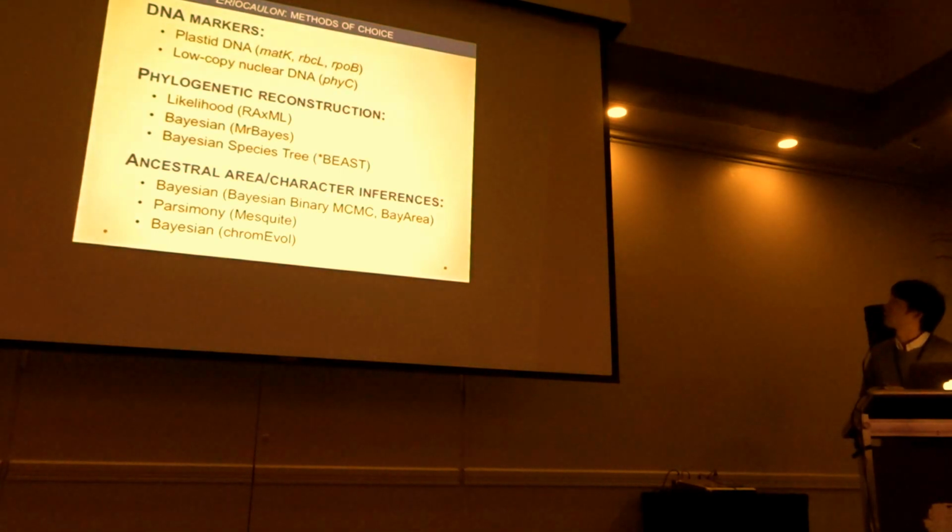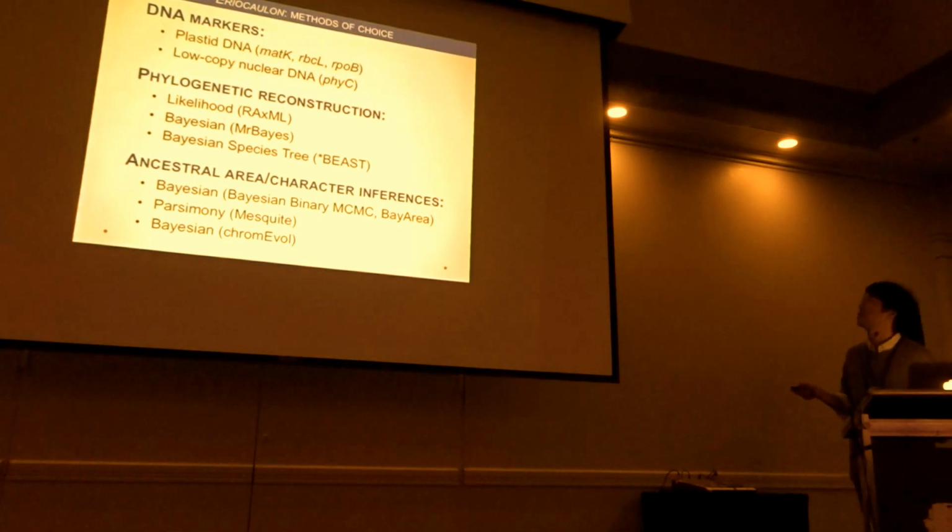Okay, and the method of choice. What we did is quite orthodox and not very special. DNA markers, we chose first the chloroplast DNA, multiple rbcL, rpoB gene sequences. Probably we will add one more, rpoC1, in the future. And then we try to use the low copy nuclear DNA, in this case, it has just started and is in progress. And the phylogenetic reconstruction, we did likelihood method and Bayesian method in the software. And we also conducted Bayesian species tree method using the software.